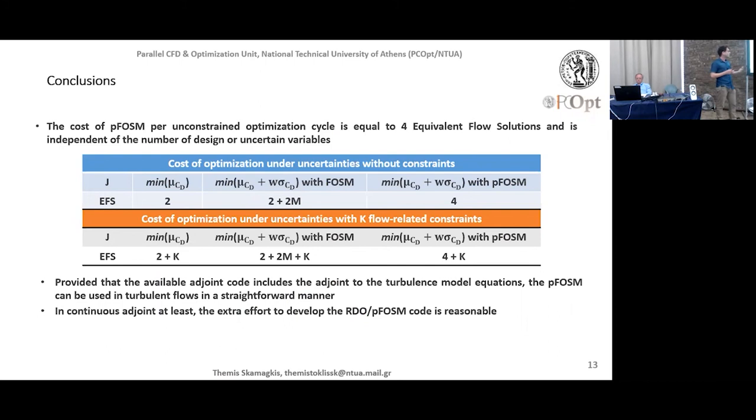Now, provided that the available adjoint code includes the adjoint to the turbulence model equations, the projected FOSM can be used in turbulent flows in a straightforward manner, and I can only speak for continuous adjoint. This is the one I have used, one I know, and for that, the extra effort to develop the robust design optimization code with projected FOSM is reasonable. The additional effort for programming, and especially in the adjoint optimization library, the modification of the code to solve the additional systems of equations could be easily done.